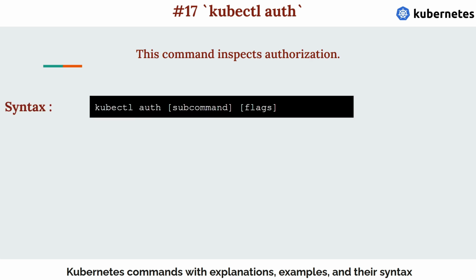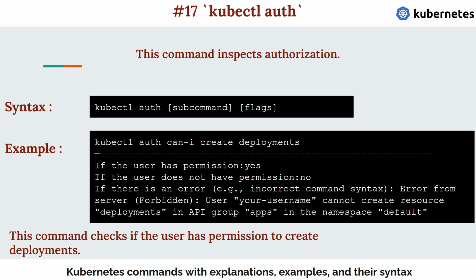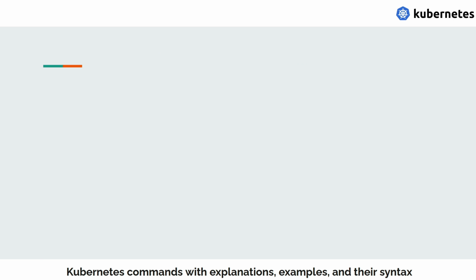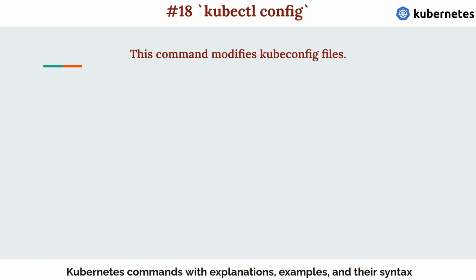Let's see the syntax. The usage of the kubectl auth command starts with the kubectl auth keyword, then subcommand and flags. This command checks if the user has permission to create deployments. Next command is kubectl config. This command modifies kubeconfig files.